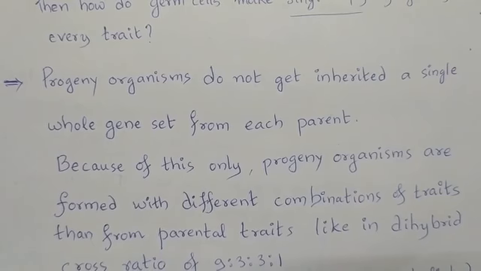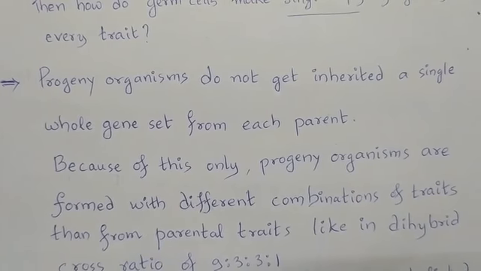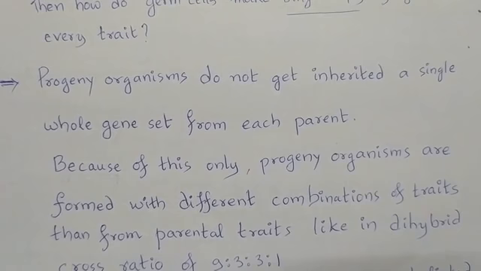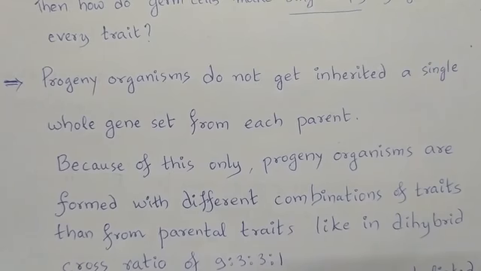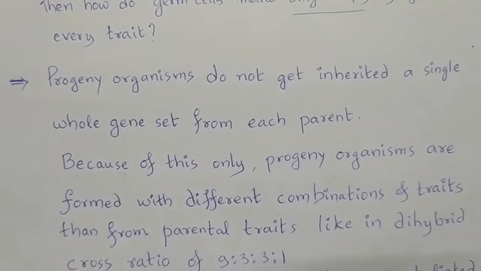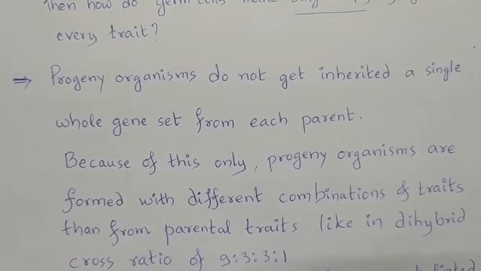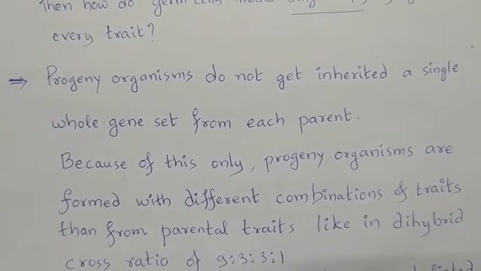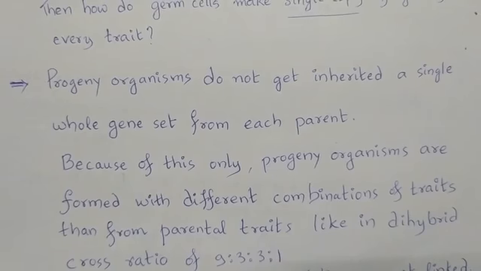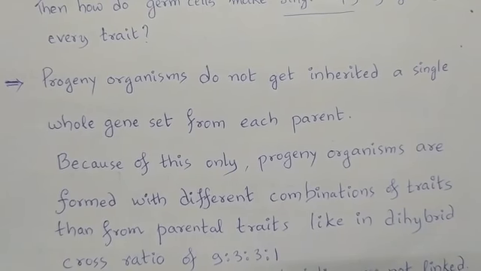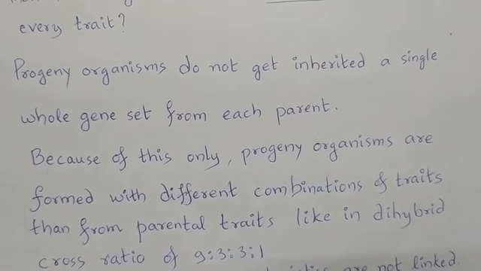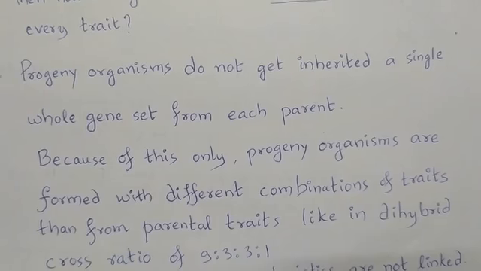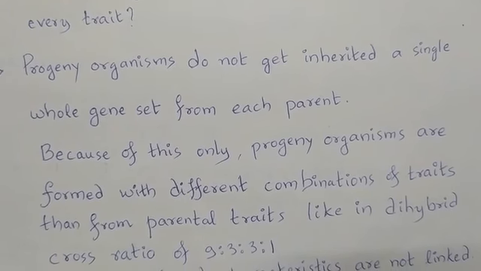A whole gene set would be all genes for all the characteristics together, one continuous set of genes, all arranged side by side like that. The progeny organisms do not get that. Because of this only, progeny organisms are formed with different combinations of traits than the parental combination of traits.